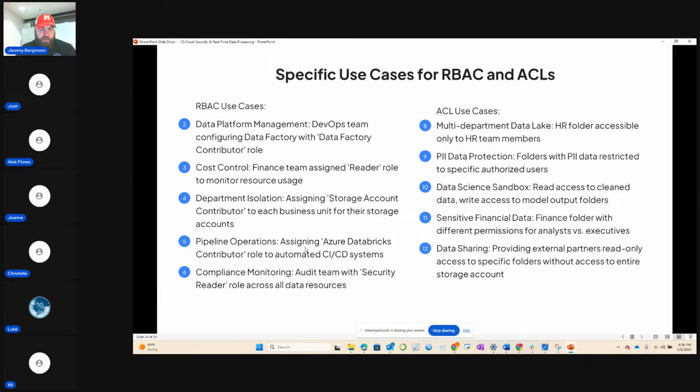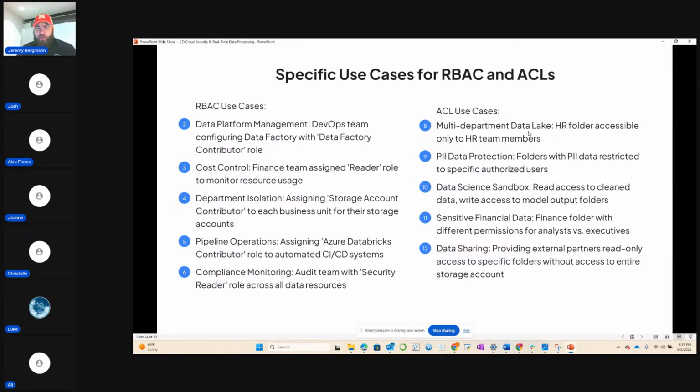Pipeline operations, so assigning a Databricks role to an automated system. You get to assign it to a process. And compliance monitoring, so the security reader role. The audit team can be a security reader. They can see the security controls set on all the different resources.